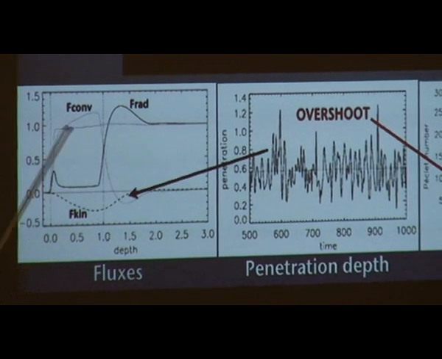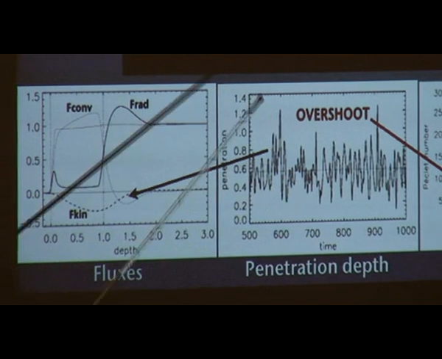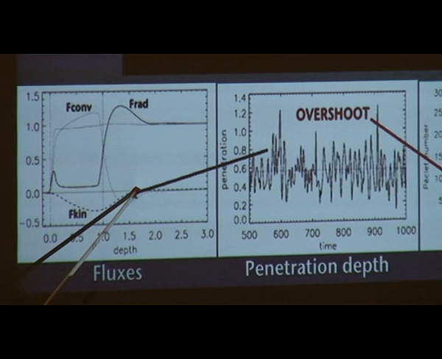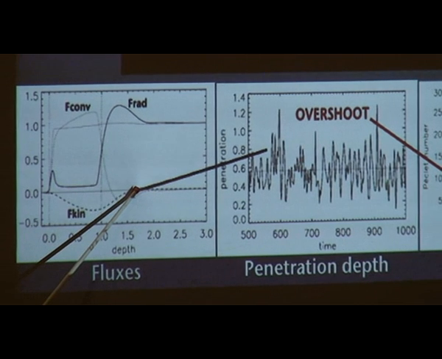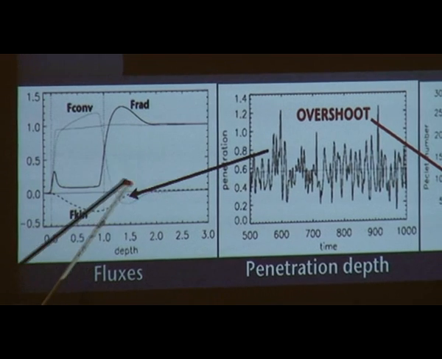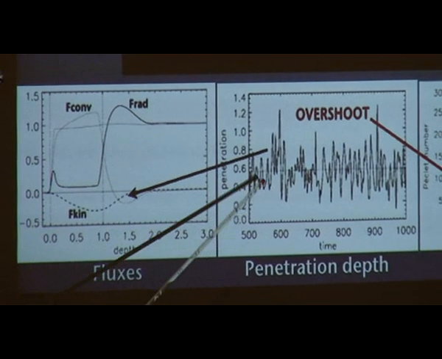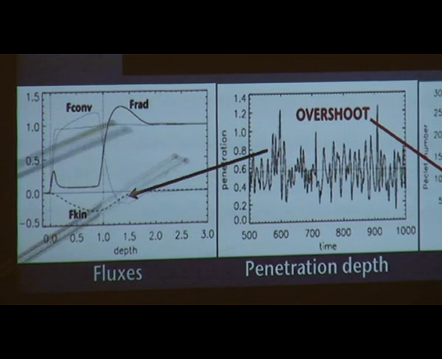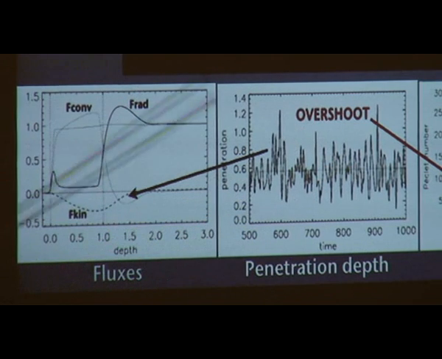And one way to quantify this penetration is to compute the time evolution of the first 0 of the kinetic flux. That means that we try to find where the kinetic flux goes to 0, below the convection zone. And this distance between the bottom of the convection zone and the first 0 is defined as the penetration. In this case, you see that the penetration is around 0.6. Compared to the convective zone, whose width is 1, it means that we penetrate more than half of the convective zone. It means that we are in an overshoot regime because the penetration is very large.